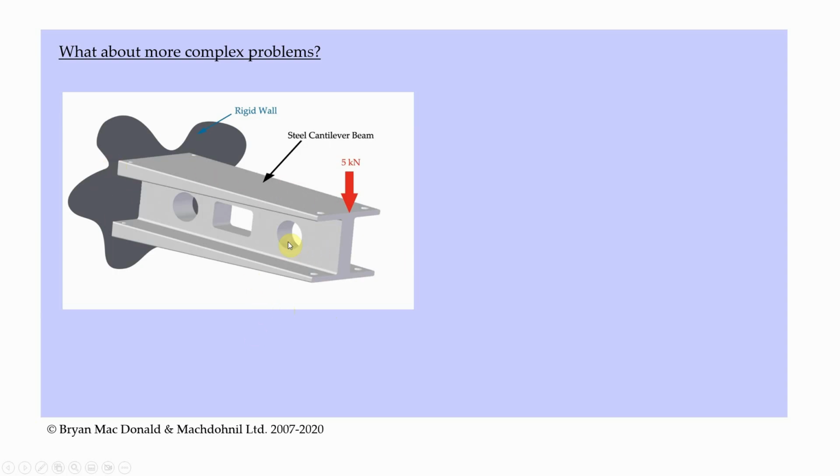Now it's got holes through the cross section here. It's got holes through the flanges up here as well. Now what's the maximum stress in that beam? Okay, so does our beam bending equation take account of those holes? No. Does it take account of those tapers? No, it doesn't. So now we're faced with a problem.